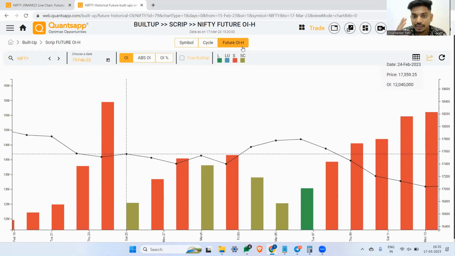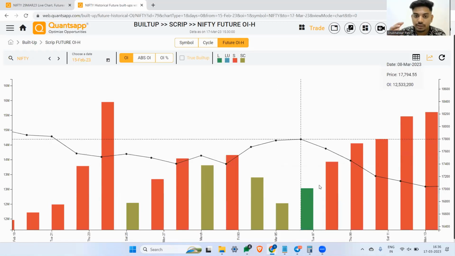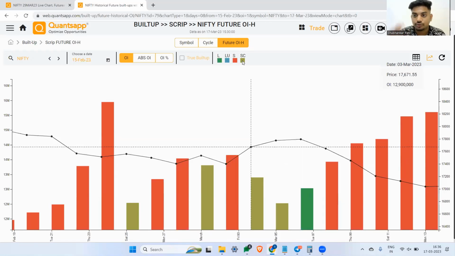So let me just explain to you this graph, what it is trying to tell you. The red color bars, something negative, are trying to tell you shorts. Green color bars, something positive, are showing you long. Blue will show you long unwinding. Yellow will show you short covering.